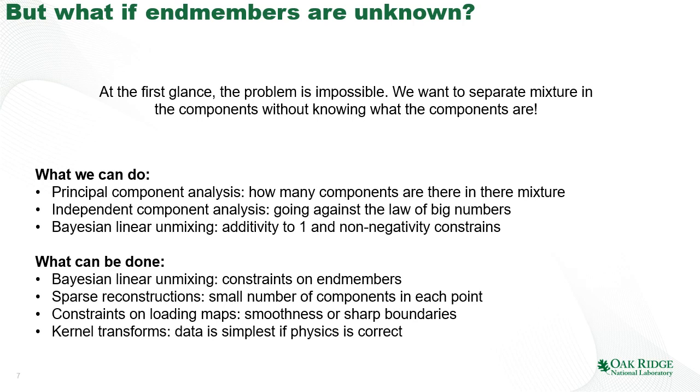There are a lot of other methods, including constraints on the endmembers, the sparsity, which limits the number of components in each point, and constraints on the loading maps. For example, we can request that the loading maps are smooth or have sharp boundaries. We can introduce kernels on our transformation, so the data is simplest if the physics is correct. I'm not going to talk about these advanced applications in this presentation. However, I will try to cover several examples of PCA, ICA, and BLU as applied to real analytical problems.